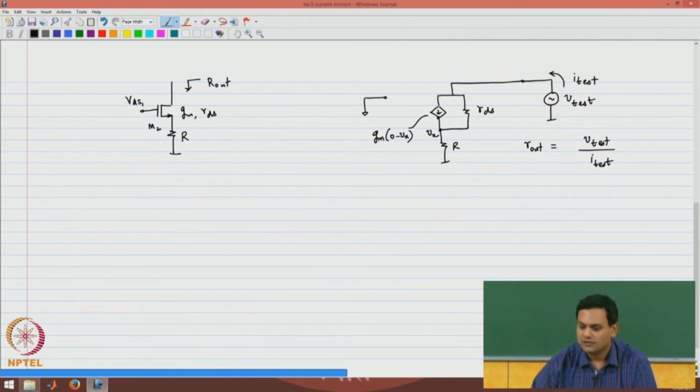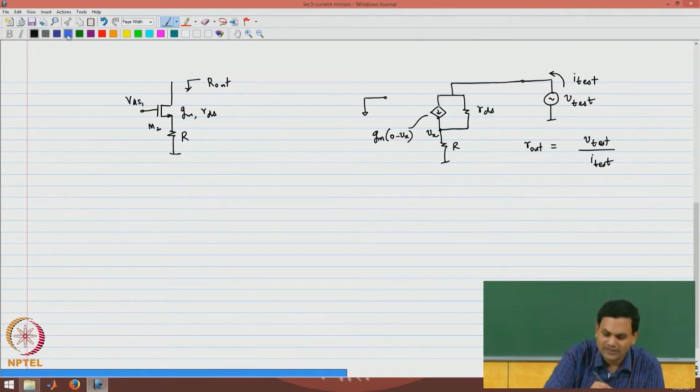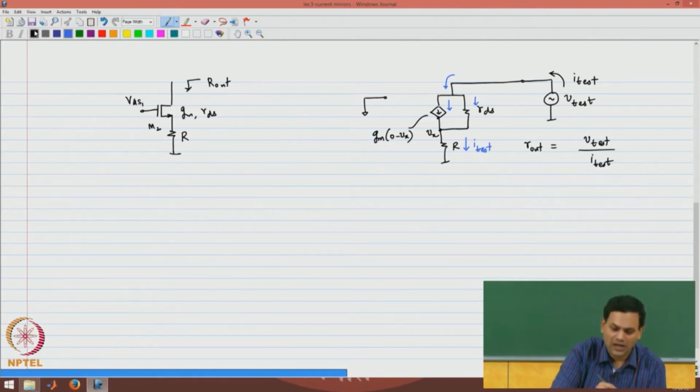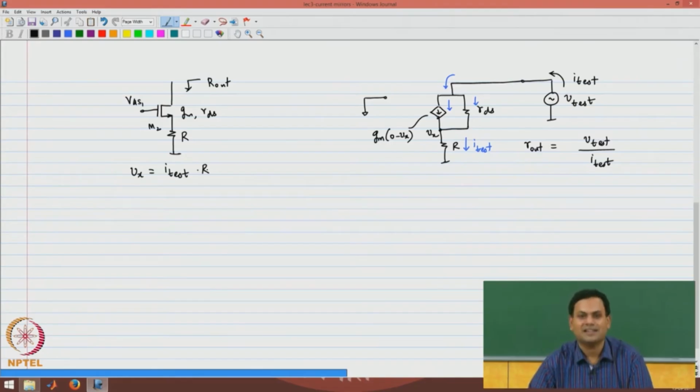Now, to do that, I am going to notice several things. I am going to note that the current I test flowing in is going to split into two paths in this way, and eventually is also going to flow through the resistance R. So, clearly the current flowing through R is also I test. So, I will point out that Vx is equal to I test times R.